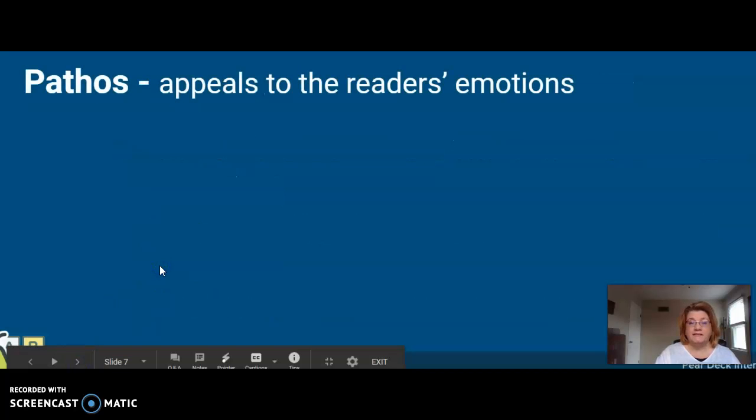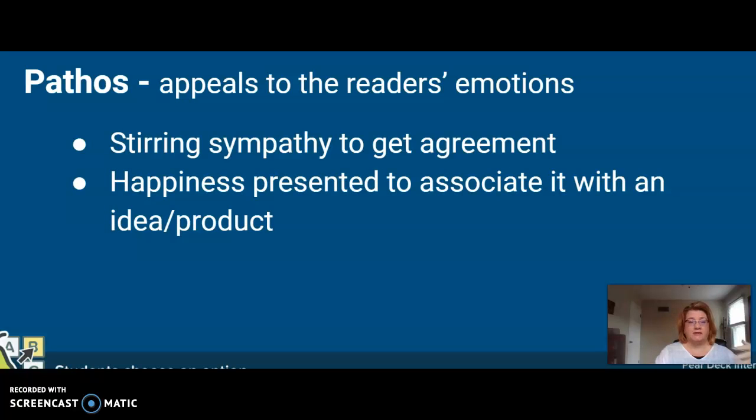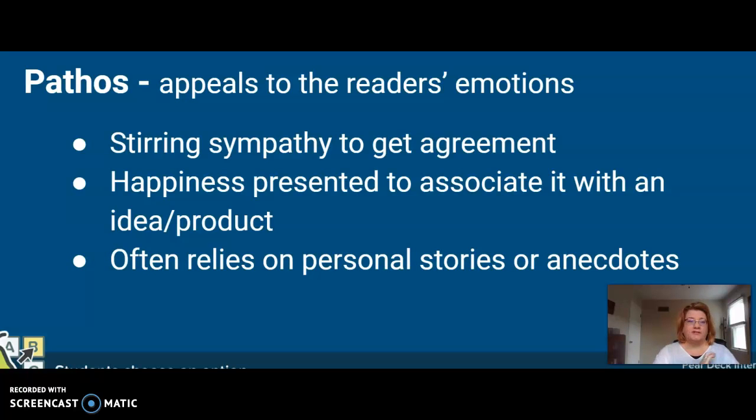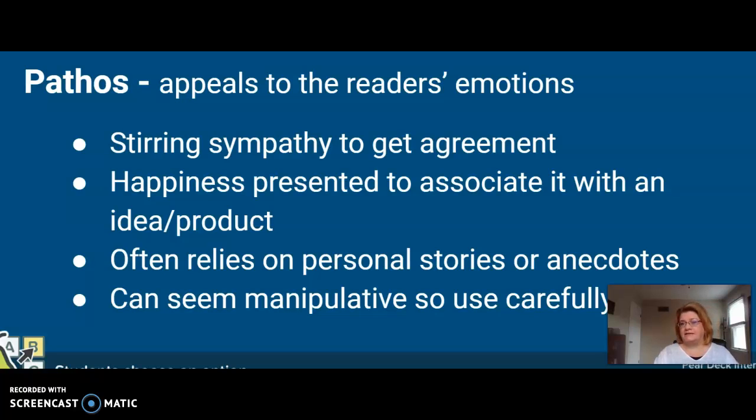Okay, the next one is pathos, and that's when you appeal to a reader's emotions. So you're stirring sympathy to establish agreement. You're giving images or ideas of happiness and then associating the happiness with your idea, your argument, your product if you're trying to sell something. This often relies on personal stories, anecdotes, and it can seem manipulative, so you have to use it carefully. You can't go overboard on the emotional appeal. Some people find that suspect.